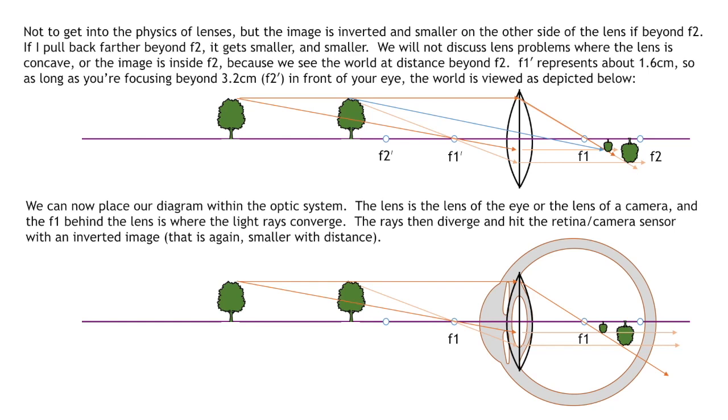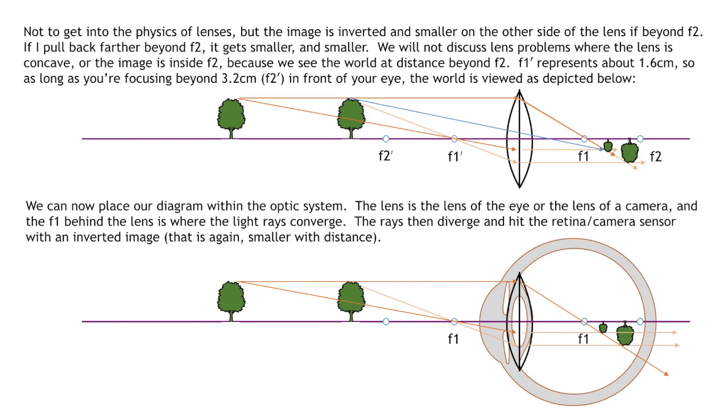The rays then diverge and hit the retina or camera sensor with an inverted image, and that is again smaller with distance. So you can see our two point sources coming off this. Up here in this diagram is our tree, and the top of the tree is going to be focused to the back of our retina. The other ray from that same source travels through f1 prime, and then through the lens, equally converging to create an image in the back of our retina.